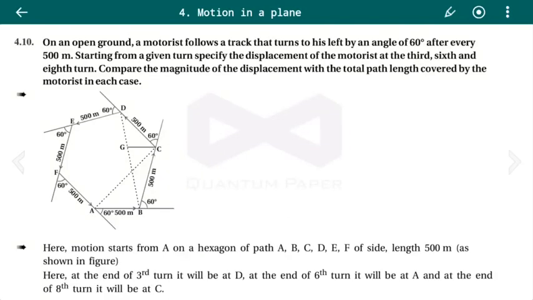On an open ground, a motorist follows a track that turns to his left by an angle of 60 degrees after every 500 meters. Starting from a given turn, specify the displacement of the motorist at the 3rd, 6th and 8th turn. Compare the magnitude of the displacement with the total path length covered by the motorist in each case.